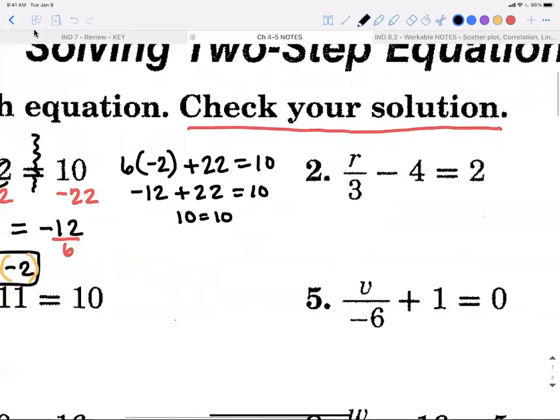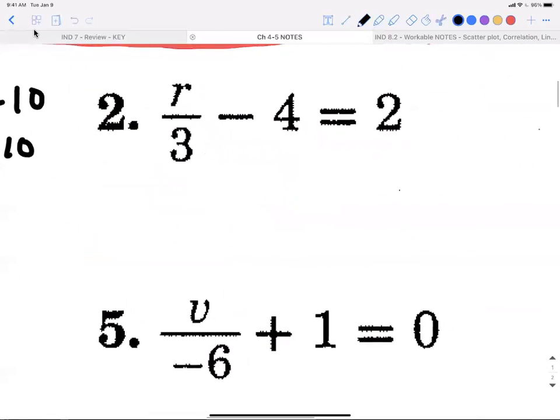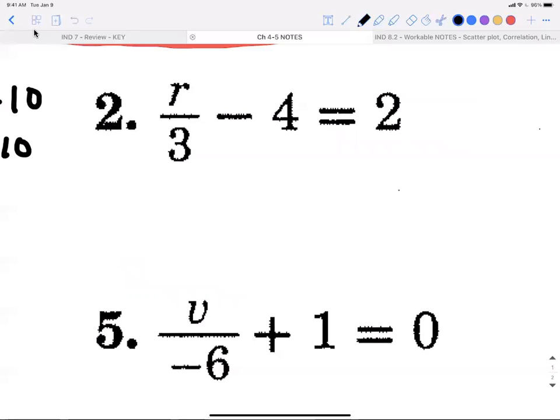All right, let's do an example with the division. So we're going to do this example now. I don't see pencils moving. I'm going to wait till everybody gets it written down. The longer it takes you to do that, the less time you have to do your homework.